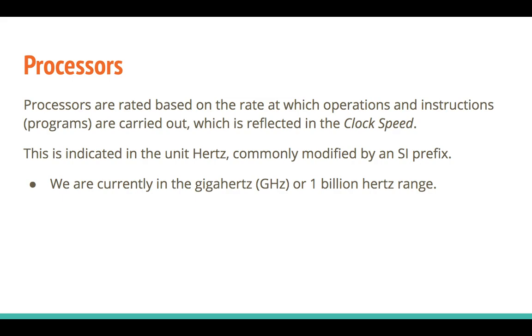Processors are rated based on the rate at which operations and instructions or programs can be carried out, which is reflected in the clock speed. This is indicated in the unit hertz, commonly modified by an SI prefix. Currently, modern processors are generally operating in the realm of gigahertz, or the 1 billion hertz range. That is, their clock is working at a rate of 1 billionth of a second.